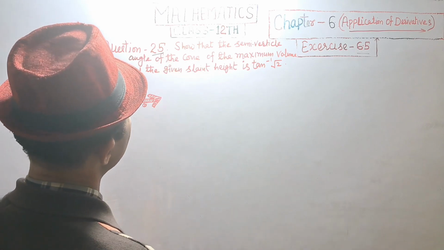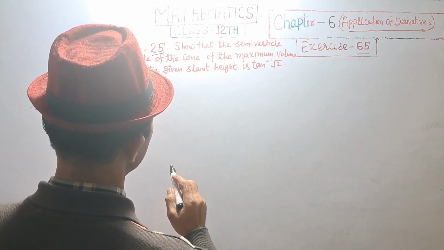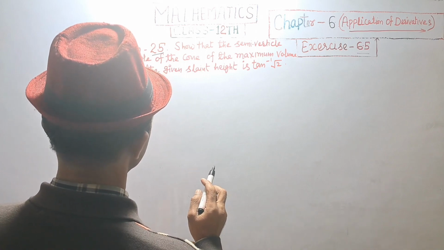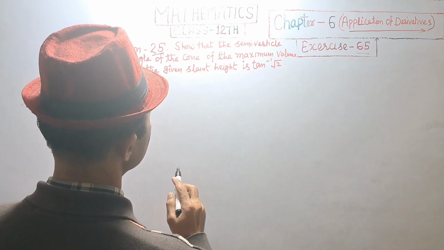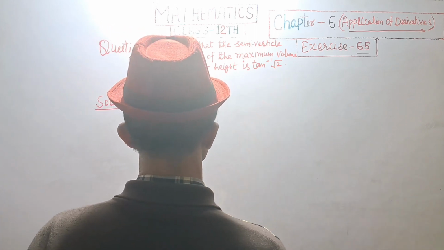Question number 25. Show that the semi-vertical angle of the cone of the maximum volume and the given slant height is tan inverse root 2.